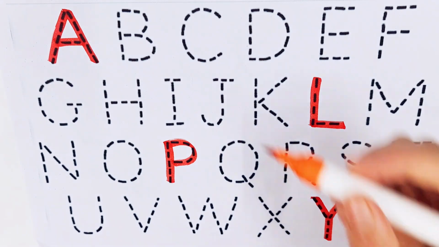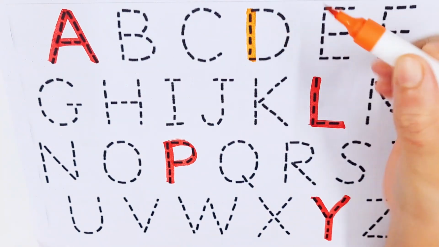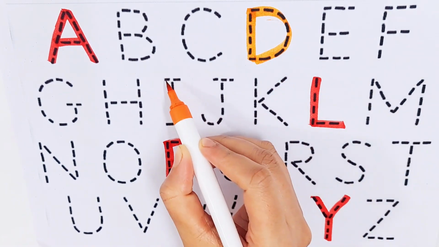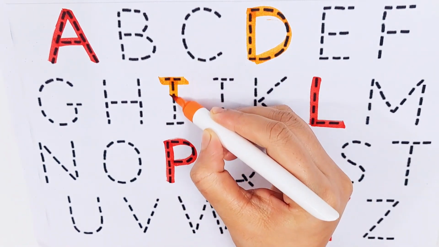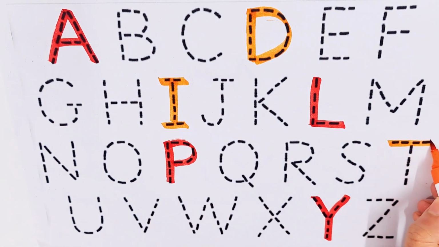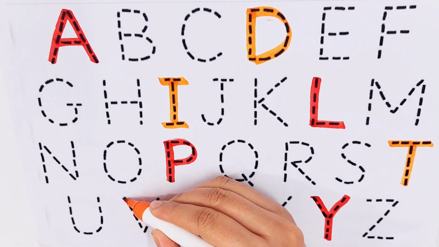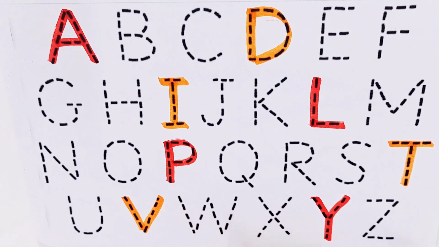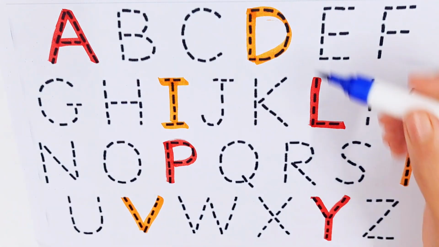Orange color. D for doll. I for ice cream. T for train. V for vanilla. Dark blue color.